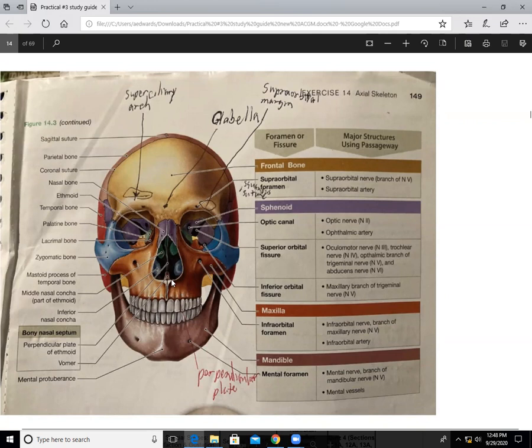Okay, so the line's kind of hard to see, but going into here, you have a perpendicular plate. Let's see other structures. This green area in the nose, we call the middle nasal concha. These blue ones down here, we call the inferior nasal concha. This part here, you have the nasal septum. This little line is your perpendicular plate, and that's part of your ethmoid bone. Down here is your vomer bone.